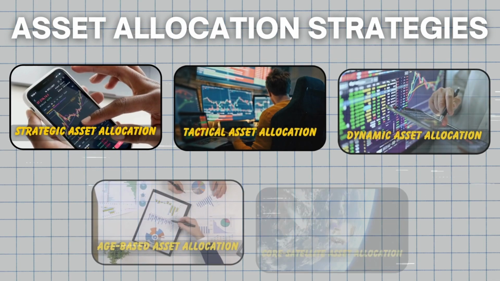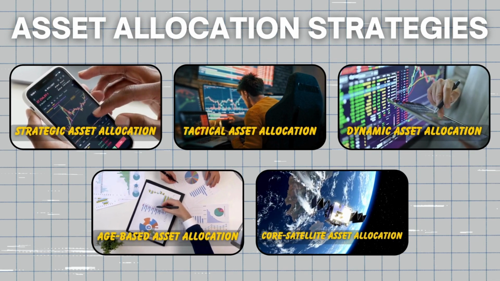So there it is. These are the 5 asset allocation strategies that are commonly used by investors. An investor should carefully evaluate which strategy suits them best by taking into consideration factors such as financial goals, risk tolerance level, and the existing market conditions.